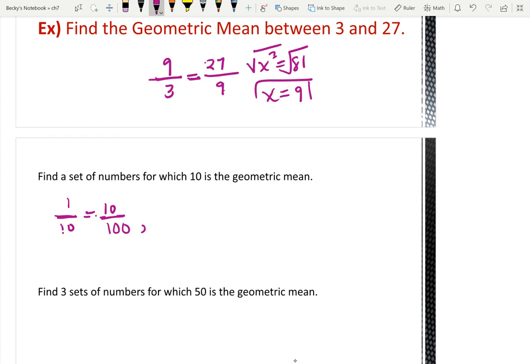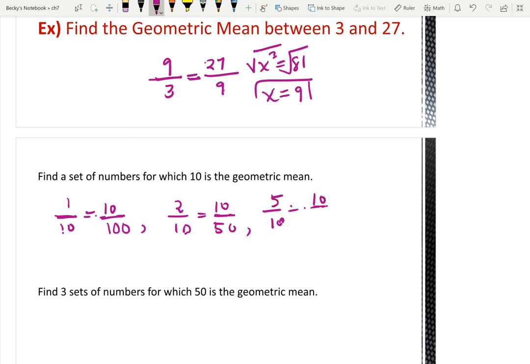Now, guys, there's going to be lots of combinations here. Think to yourself, what's something else that multiplies to give you 100? How about 2 and 50? That's 100, and that works. Again, there's more choices here.